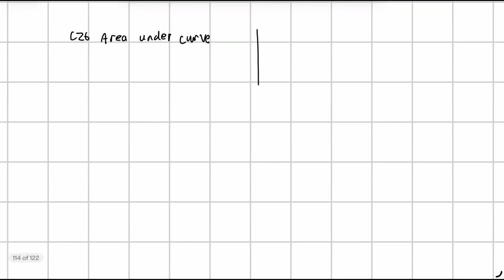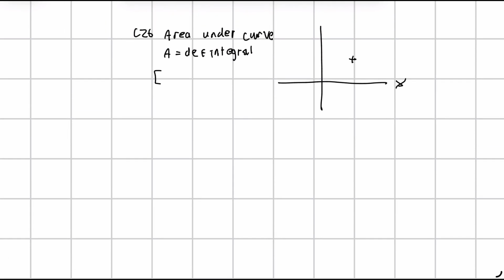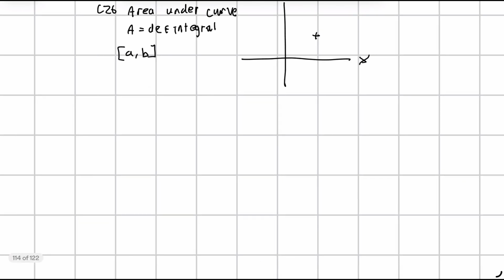Area under the curve, this is the 26th case that we're going to have. If the graph is above the x-axis, that means the area is going to be equal to the definite integral. Say that it's above the x-axis. So we're going to first identify what the interval is. We have to find what a to b is, and then we have to evaluate it.